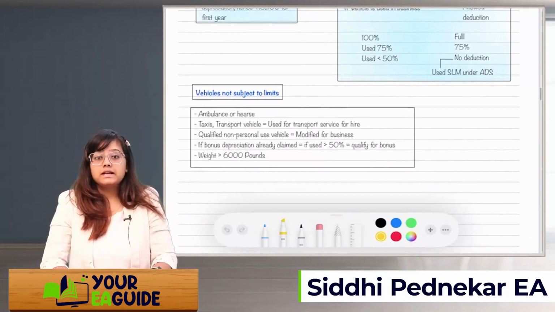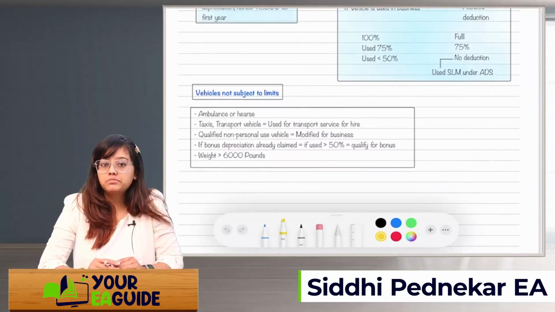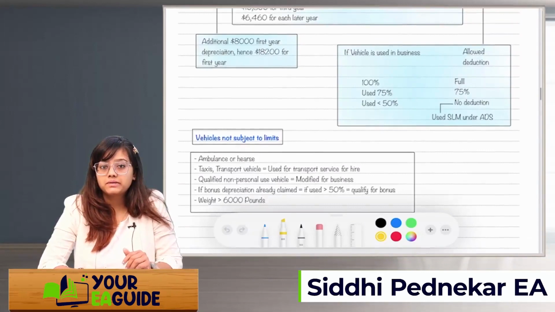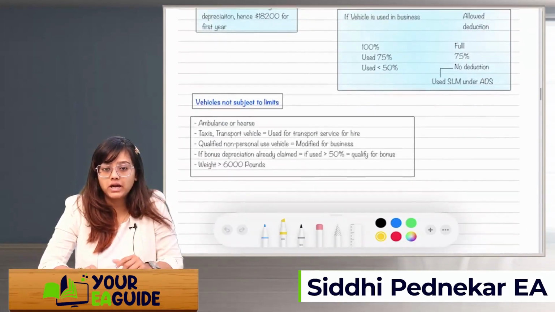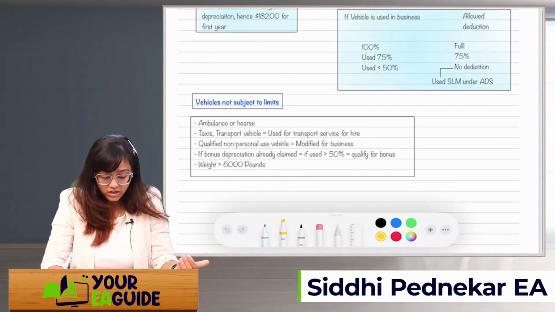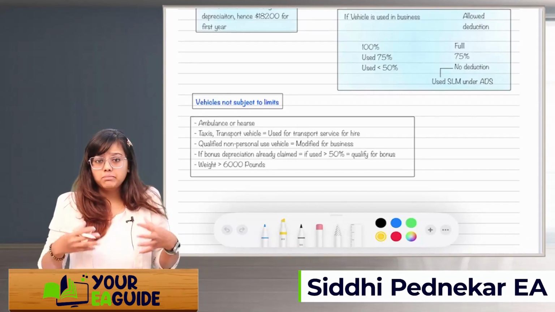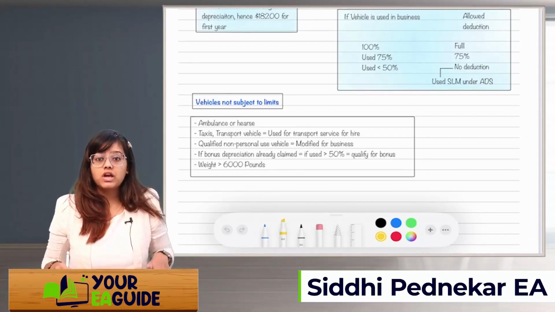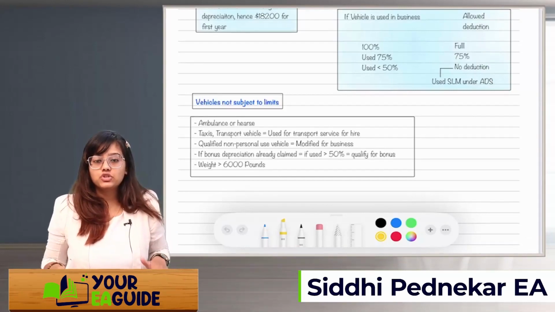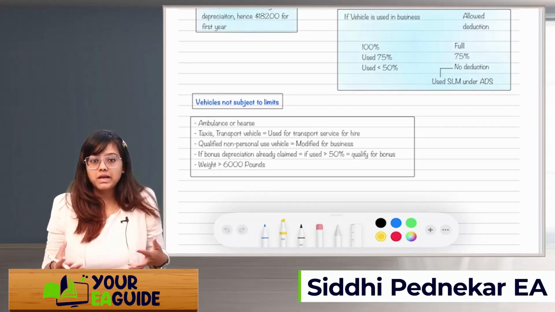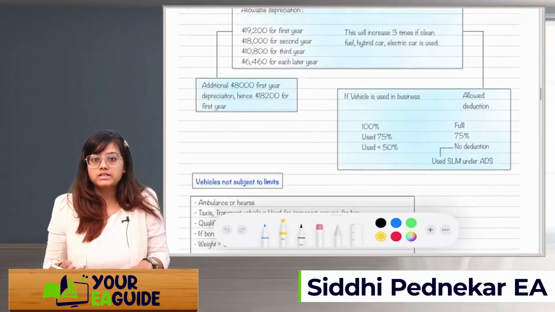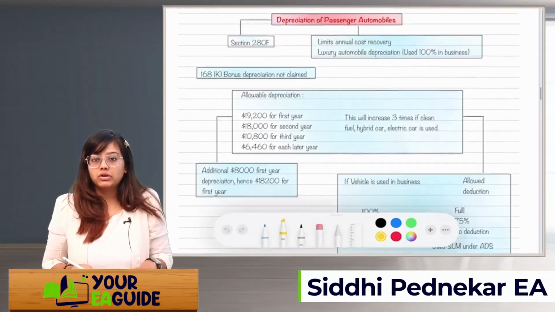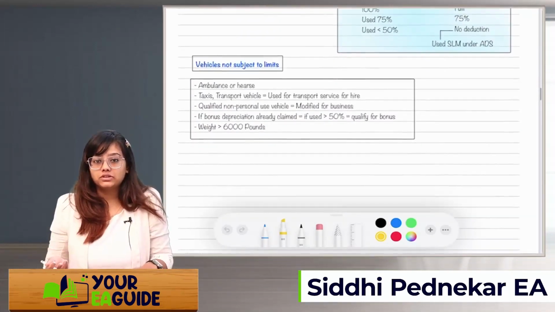There are some vehicles which are not subject to these limits. What are those? Ambulances or hearses, taxis, and transport vehicles which are used in transport service for hire. If it's used in the business for transport service for hire, your main business is hiring, then it will not fall under this depreciation method. It will fall under different methods.